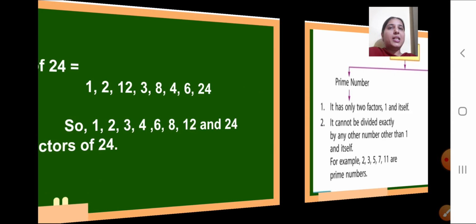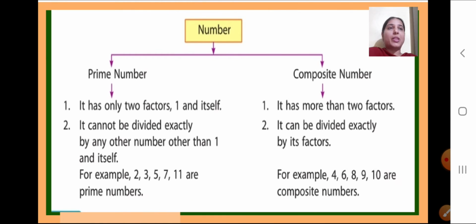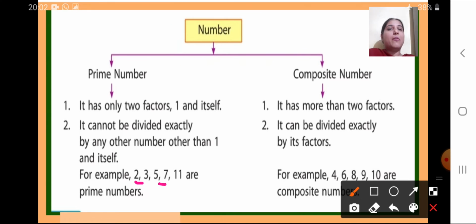Now let's see the types of numbers. There are two types of numbers, prime numbers and composite numbers. A prime number has only two factors, that is 1 and itself. Like the numbers you see here: 2, 3, 5, 7, 11. These are prime numbers. They have only two factors, 1 and itself. They cannot be divided exactly by any number other than 1 and itself. Like number 3.